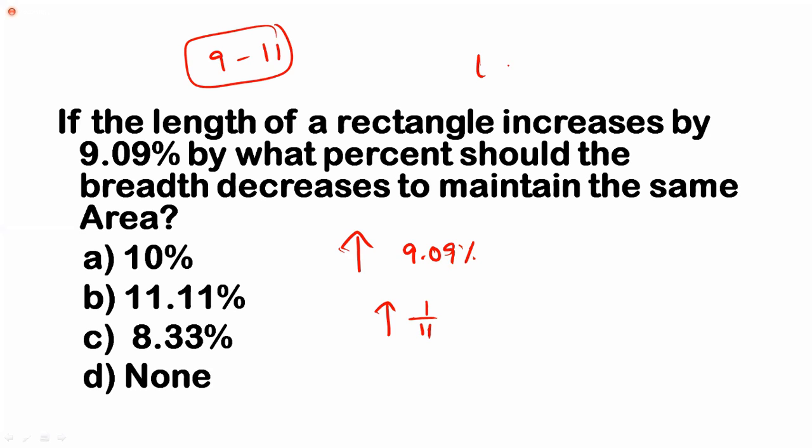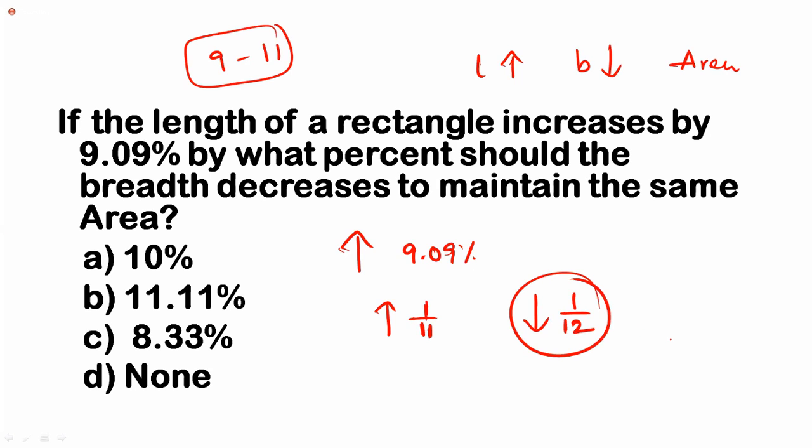If the length is increased by 1 by 11, what should be the decrease in breadth to maintain the same area? Same question. 1 by 11 increase will result in what? On top of 11, there is an increase of 1. 1 by 11 increase will result in 1 by 12 decrease. What is 1 by 12? 1 by 12 is 8.33 percent, which is available as option C. You can mark it as the answer choice.